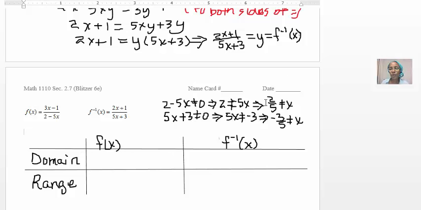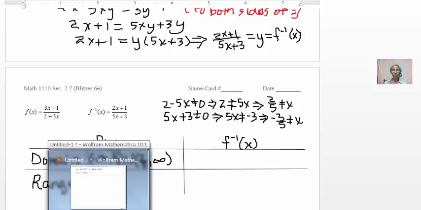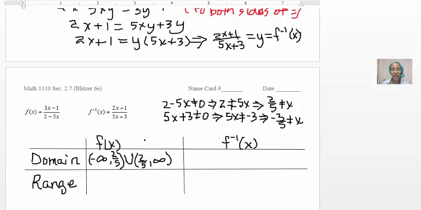Okay, so we see that the only x value I can't put into f is 2/5. So I can go from negative infinity to 2/5, and then I have to skip over the 2/5, and I can put any number to the right of 2/5 into f. So that's the domain of f.